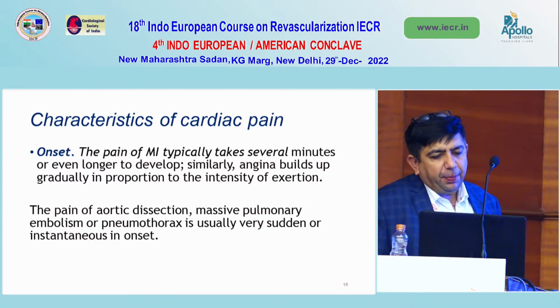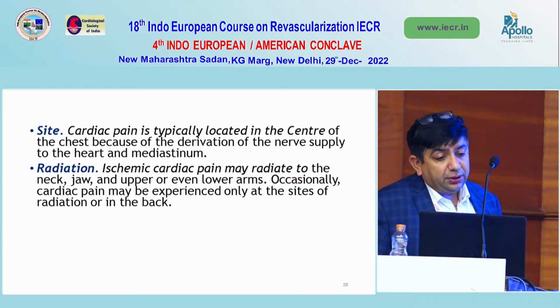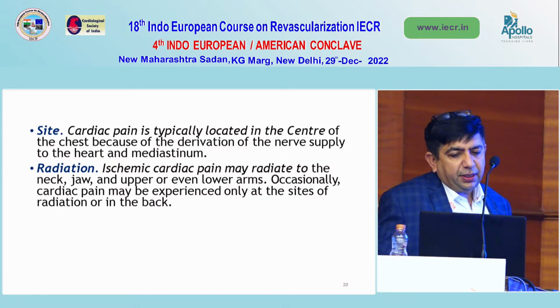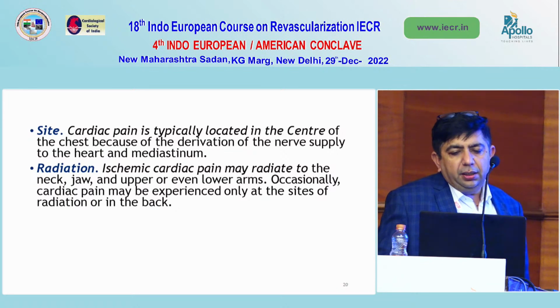Characteristics of cardiac pain: the pain of MI typically takes several minutes or even longer to develop. Similarly, angina builds up gradually in proportion to the intensity of exertion. The pain of aortic dissection, massive pulmonary embolism or pneumothorax is usually of very sudden onset. Cardiac pain is typically located in the center of the chest because of the nerve supply to the heart and mediastinum. Radiation: ischemic cardiac pain may radiate to the neck, jaw, and upper or even lower arms. Occasionally, cardiac pain may be present only at sites of radiation or in the back.